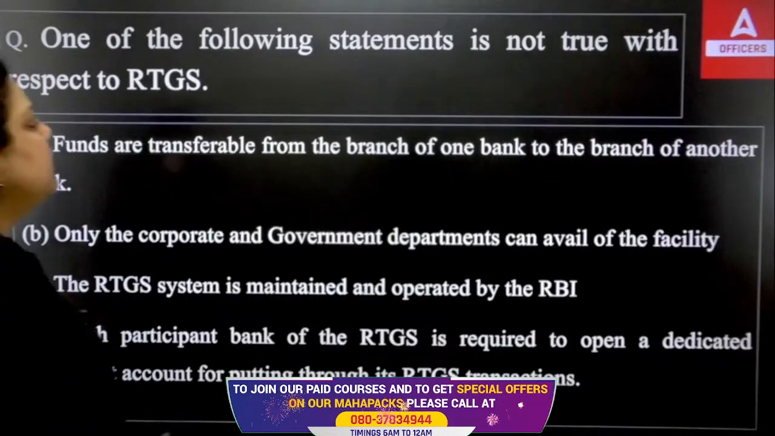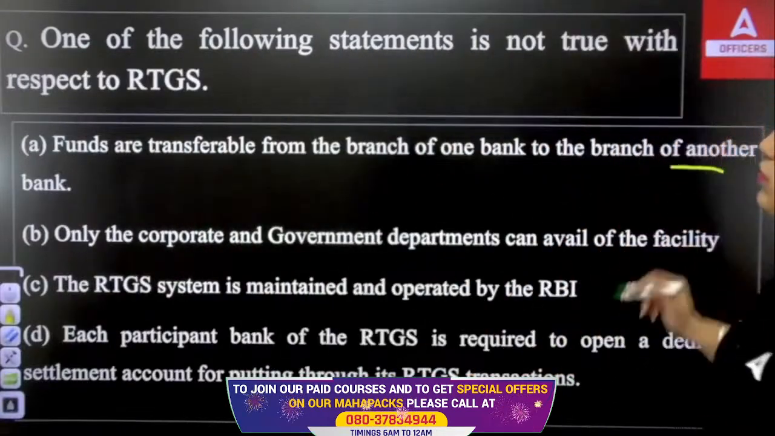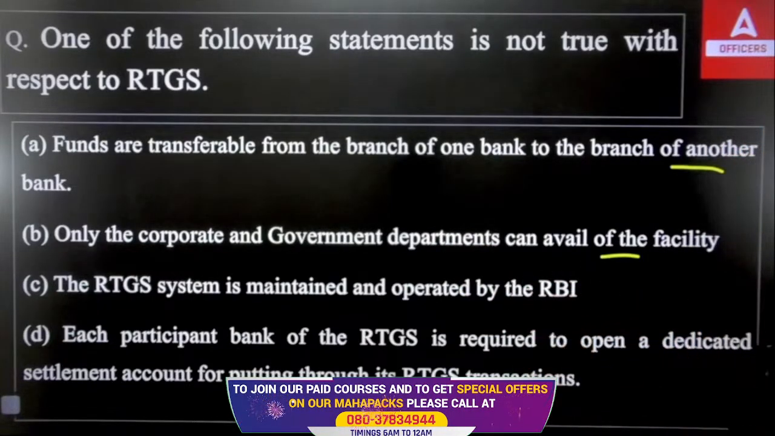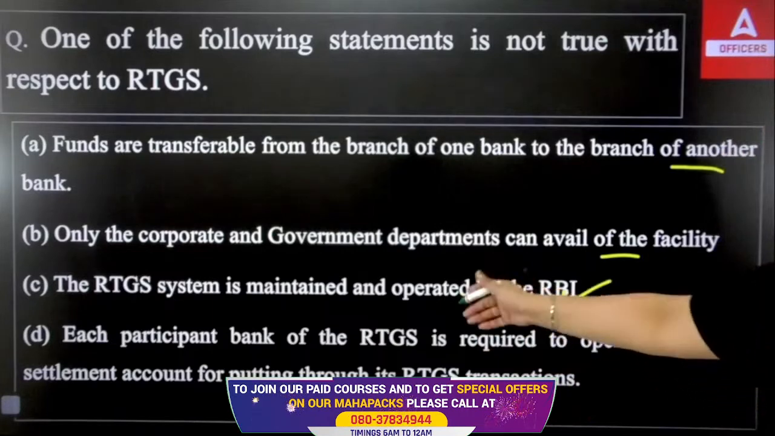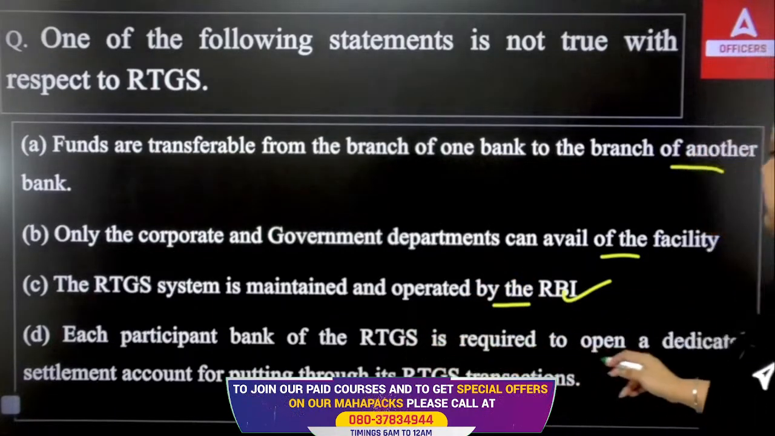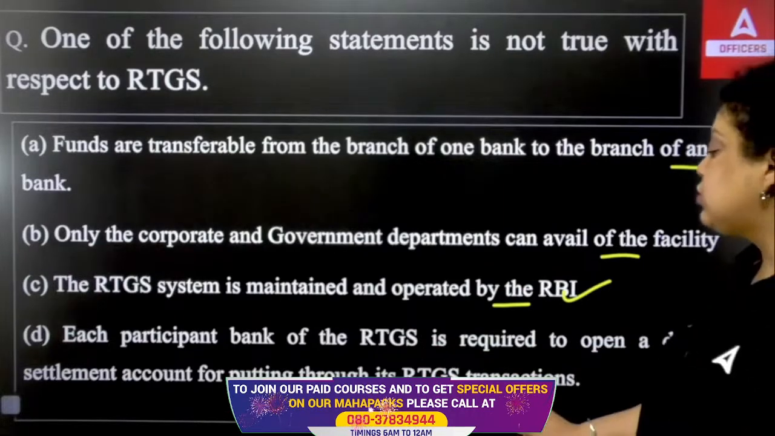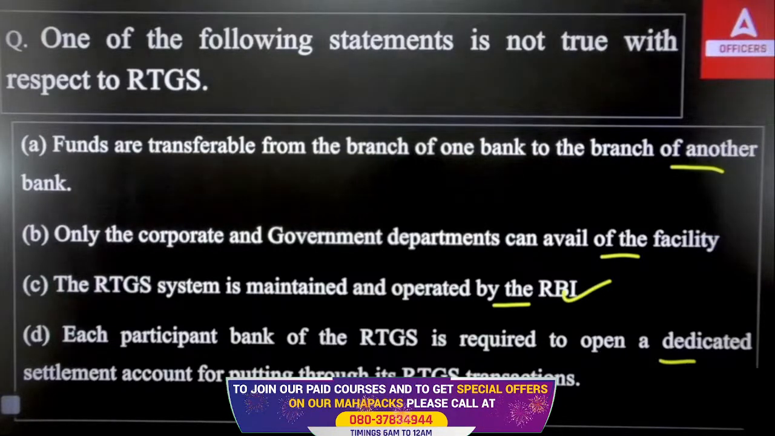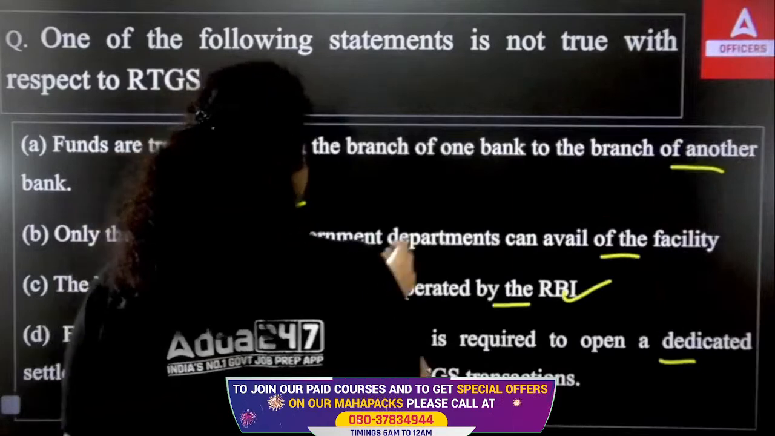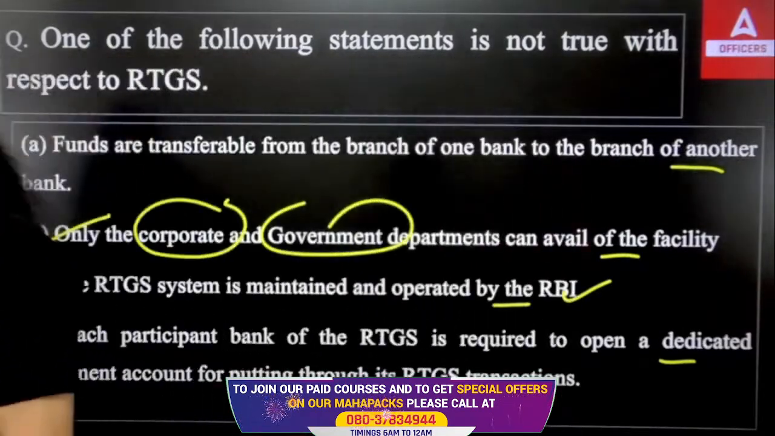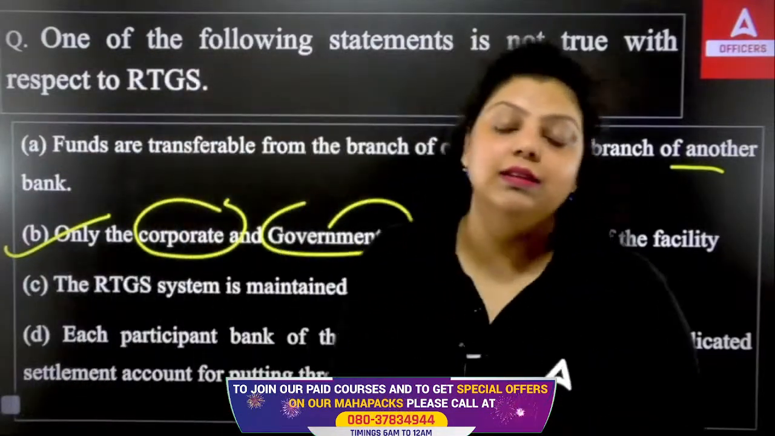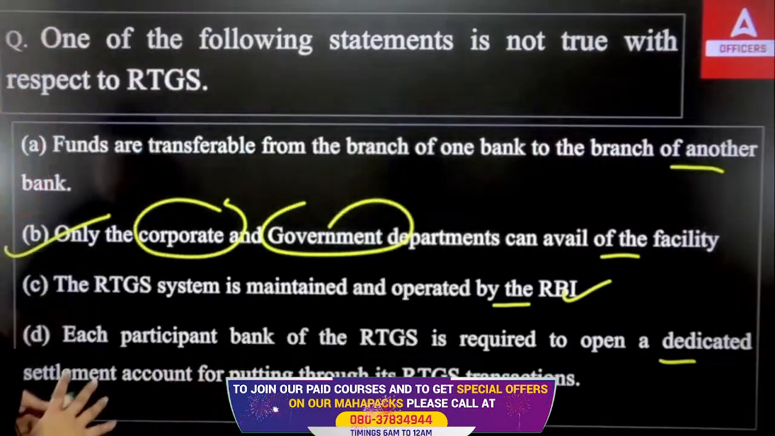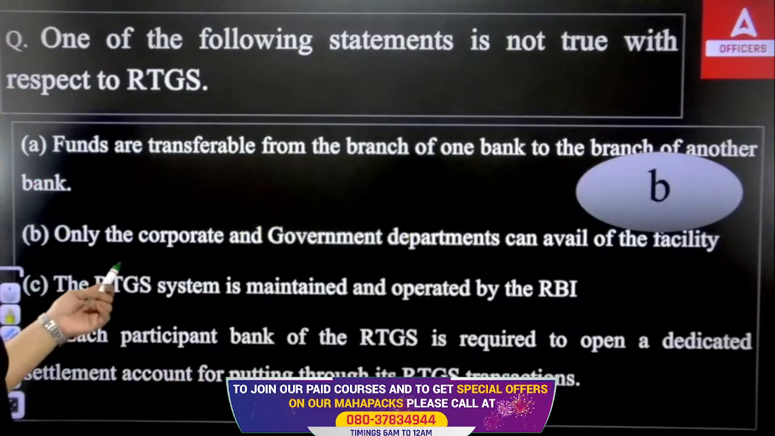First, funds are transferable from a branch of one bank to a branch of another bank. Only corporate and government departments can avail the facility. The RTGS system is maintained and operated by RBI. This is true, I have just told you. Each participant bank of the RTGS is required to open a dedicated settlement account for putting through its RTGS transactions. So what do you think? Which of the following is not a feature? Very obviously, only corporate and government departments can avail this facility. This is not true. Anyone can take the RTGS services. So the right answer will be option B, because this is not a feature of RTGS.